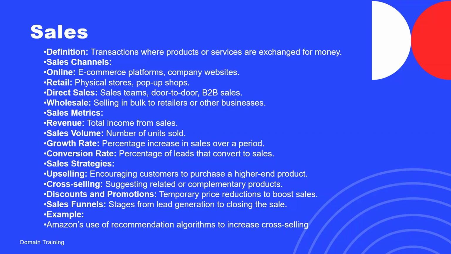Next is the sales metrics. You have your revenue, total income from the sales, including the profit and the cost. Next is the sales volume, the number of units sold, and the growth rate, the percentage increase in sales over a period. Those are called the growth rate.